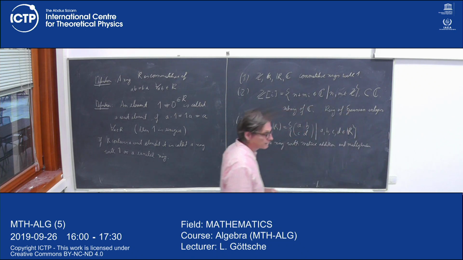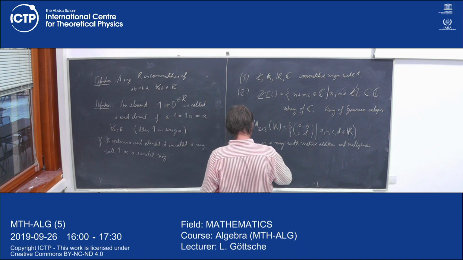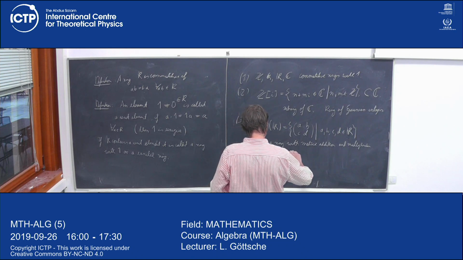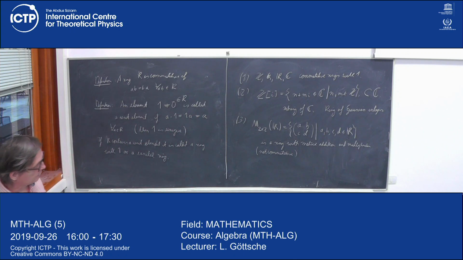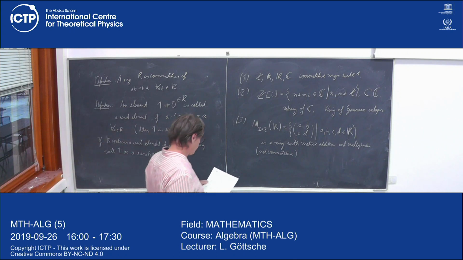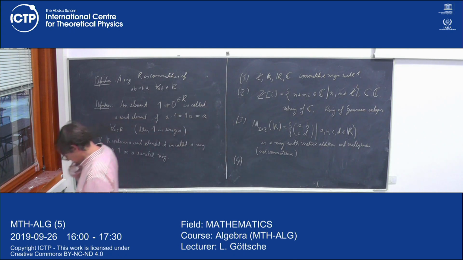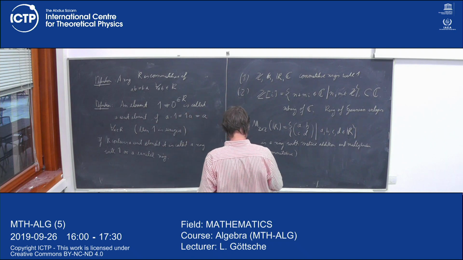And you also know that this is not commutative. Now we can easily find some elements which don't commute. We look at another example. So let G be a finite group.